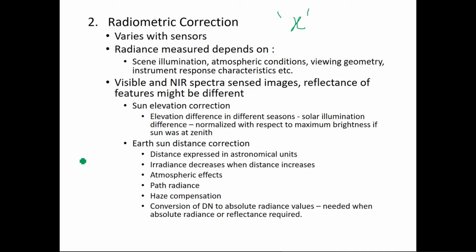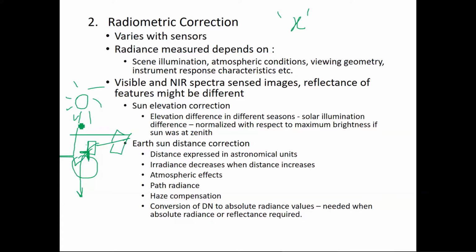You have the earth, you have the sun, you have the satellite orbiting the earth, and the sun casts its energy or light on the earth's surface, and this is sensed by the satellite, right? So if the scene illumination is pretty high, will the radiance captured by the sensor be higher or lower? If the scene illumination is very high, it will be high, isn't it?